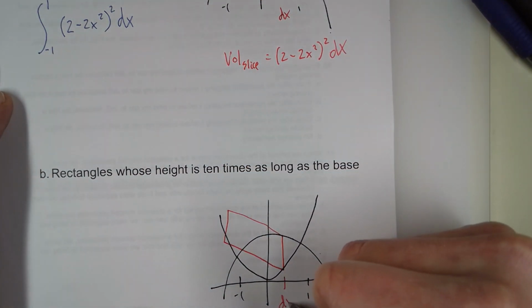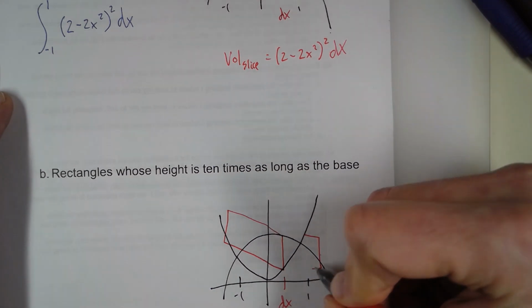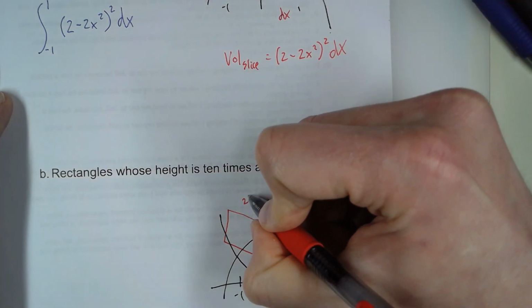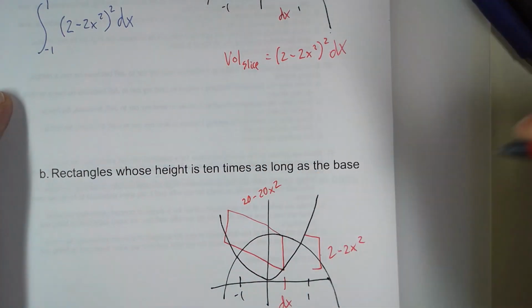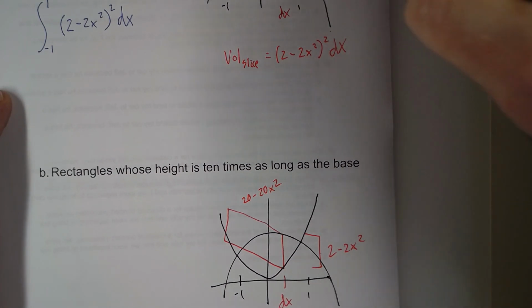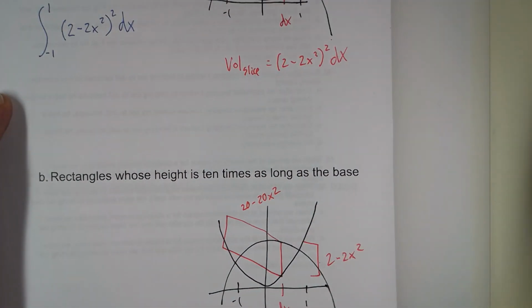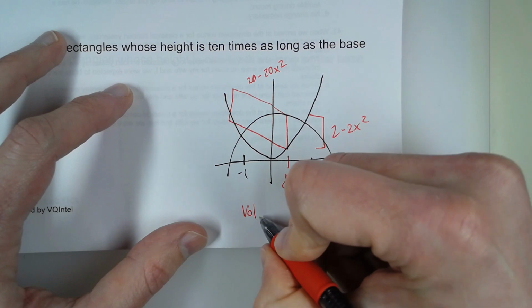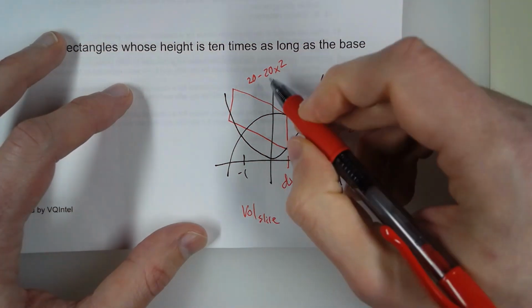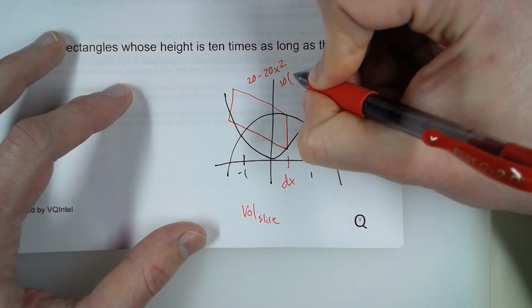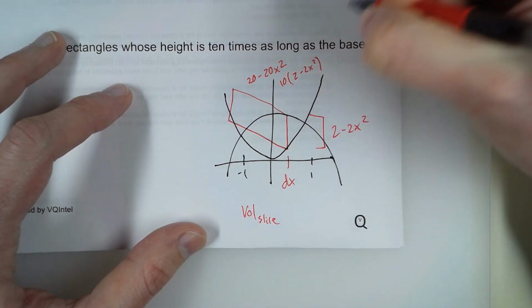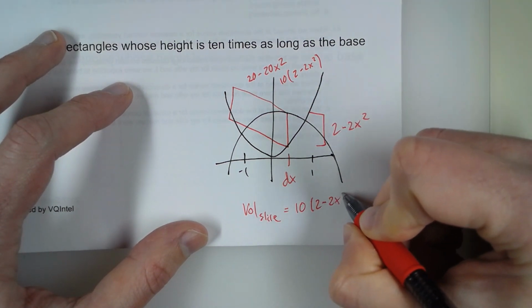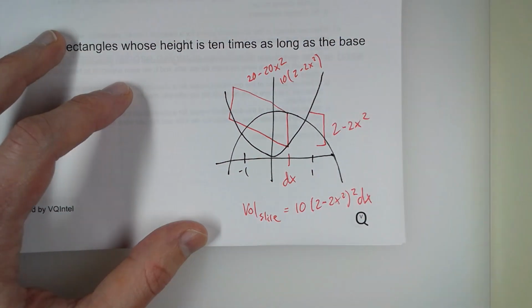So our thickness again is dx. Our base is 2 minus 2x squared, and the height is 10 times as long. So it's 20 minus 20x squared. So if I want the volume of the slice, one thing I might do is take the 10 and factor it out, so that I can write it like this: 10 times (2 minus 2x squared) dx.